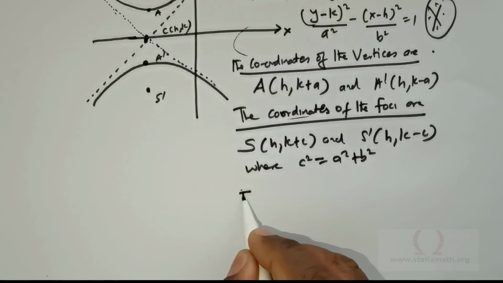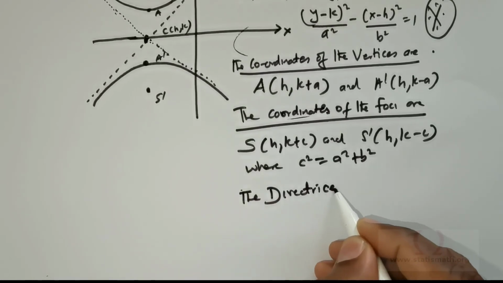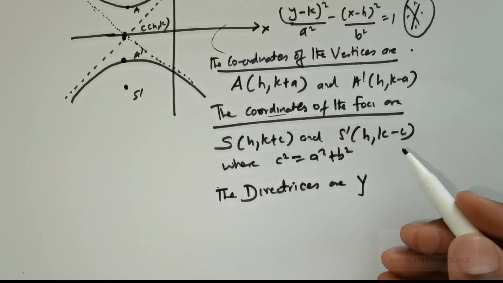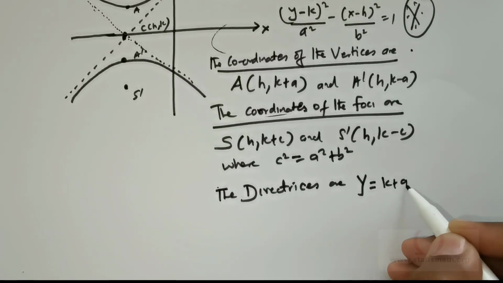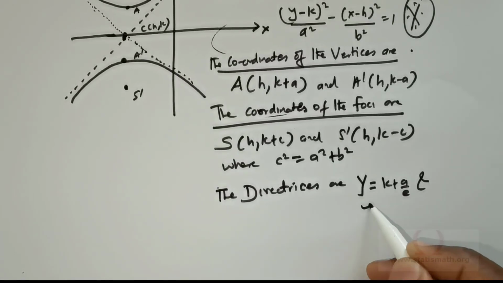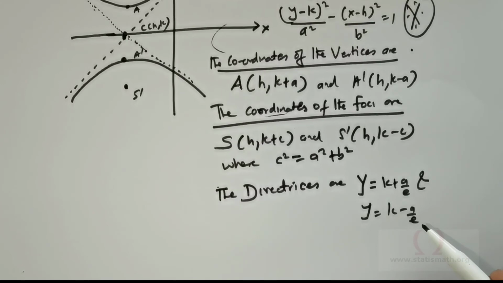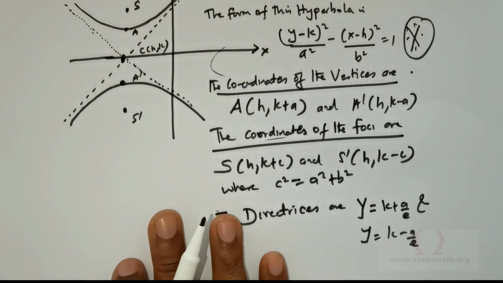Next, the directrices are y = k + a/e and y = k - a/e. So that completes the cases for our context, the hyperbola. We will proceed on to do questions related to the hyperbola in the following classes.